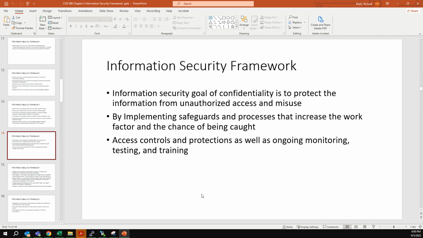So the goal of information security is to protect information from unauthorized access, by implementing safeguards and processes, access controls, protections, and so forth.